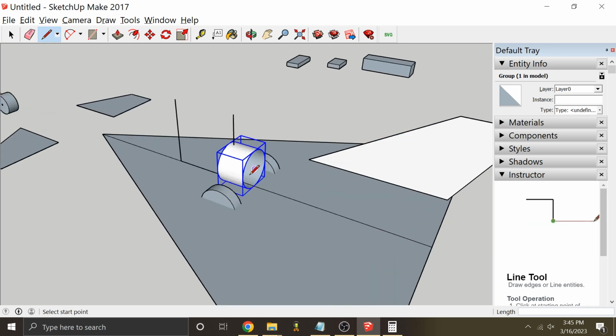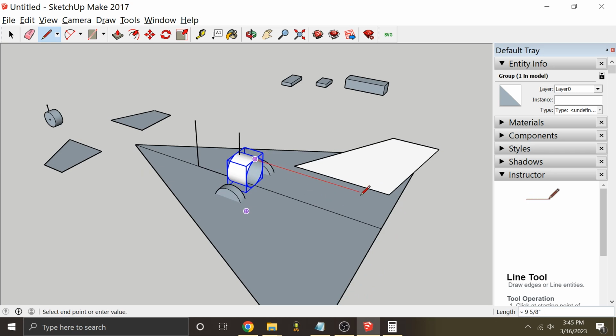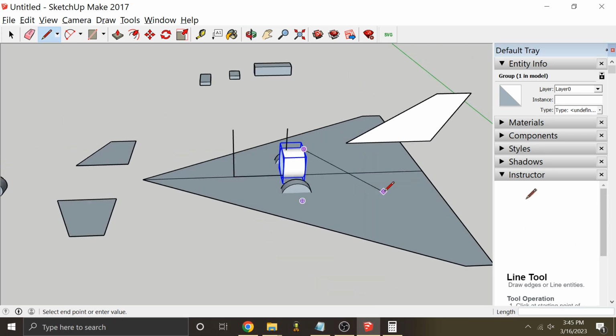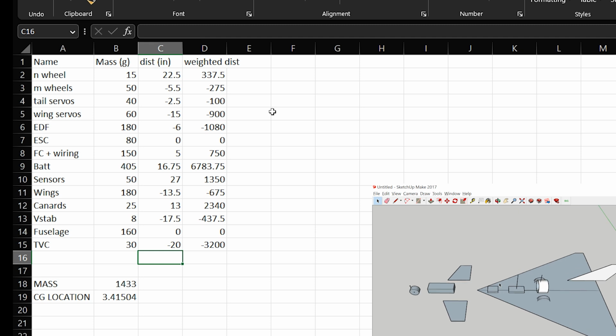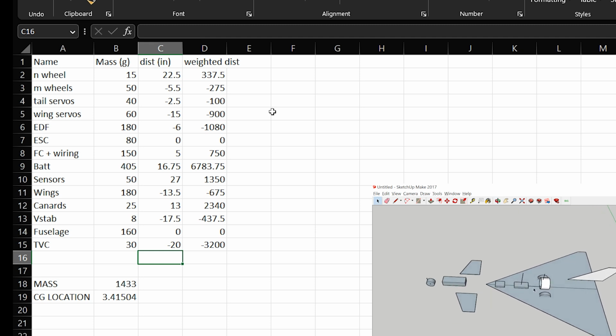For EDFs, a good rule of thumb is that you want the thrust tube to be about 4 times as long as the diameter of the EDF. So the diameter is about 3 inches, so I'm going about 12 inches from the end here. So that's the CG with everything laid out as I have now, and we can see that it's fairly far forward.